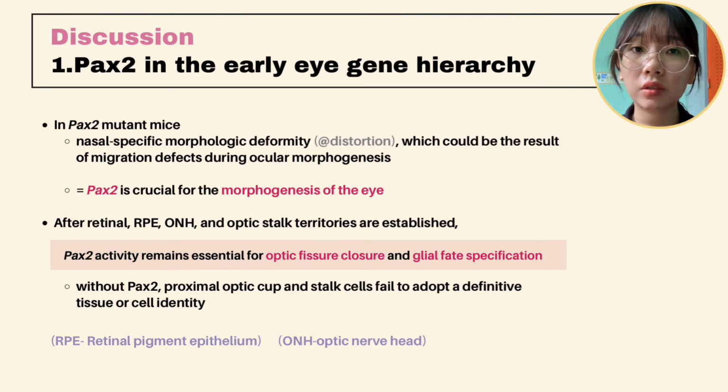And after retinal, RPE, ONH, and optic stalk territories are established, PAX2 activity remains essential for optic fissure closure and glial fate specification. Without PAX2, the proximal optic cup and stalk fail to adopt a definitive tissue or cell identity.